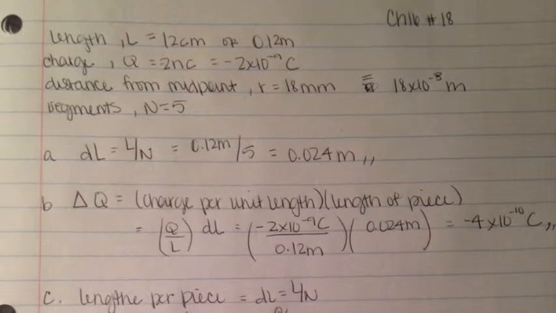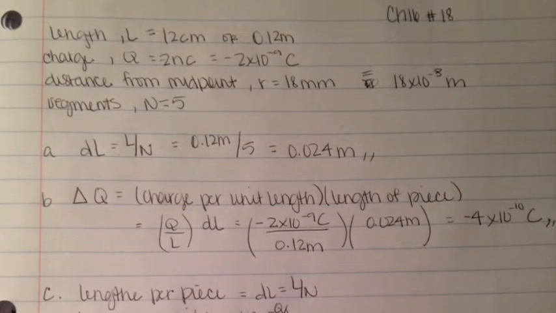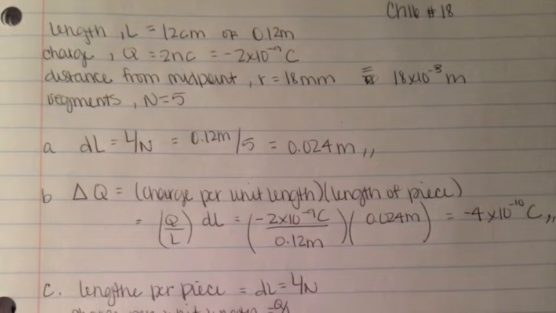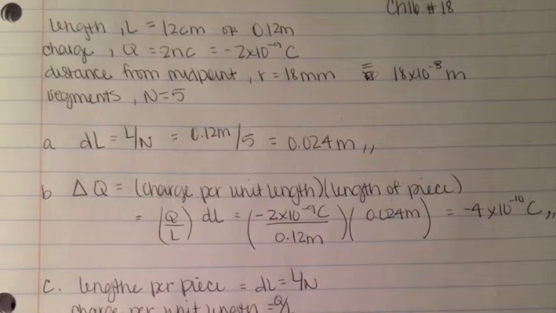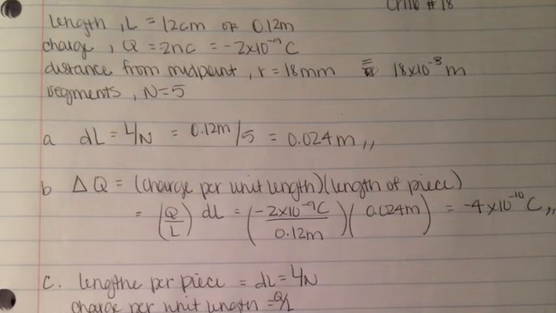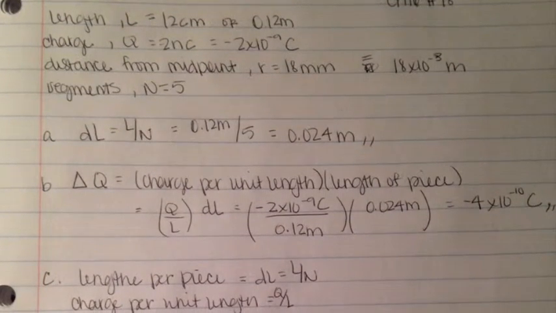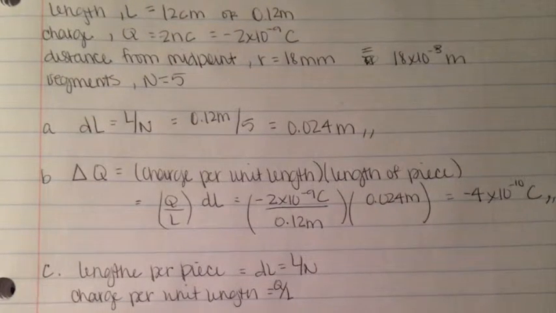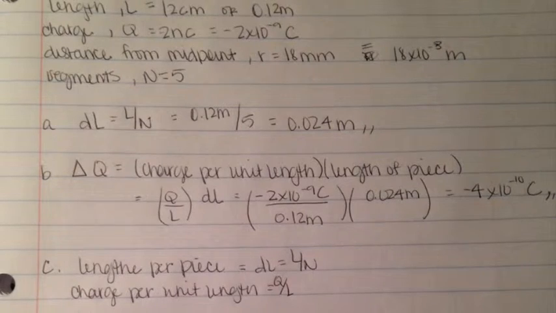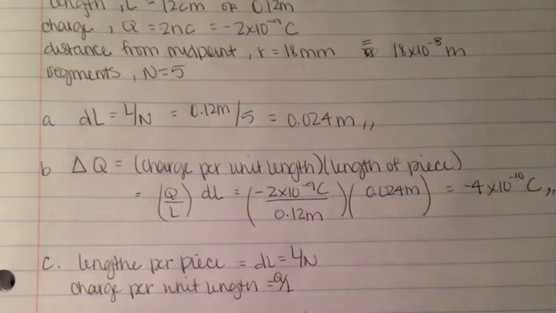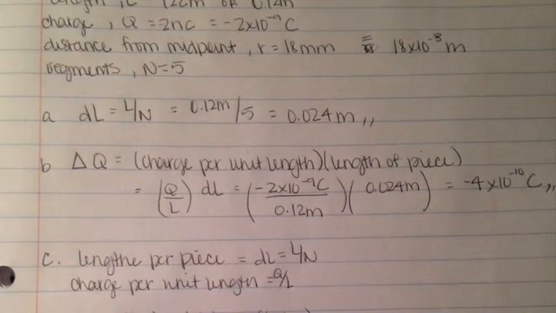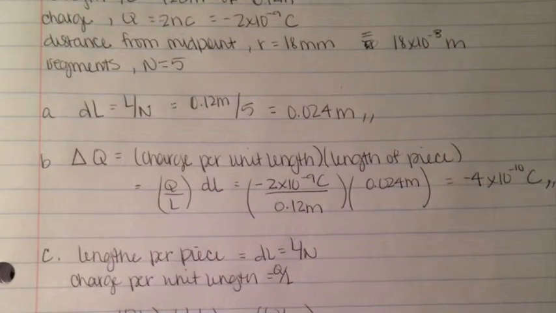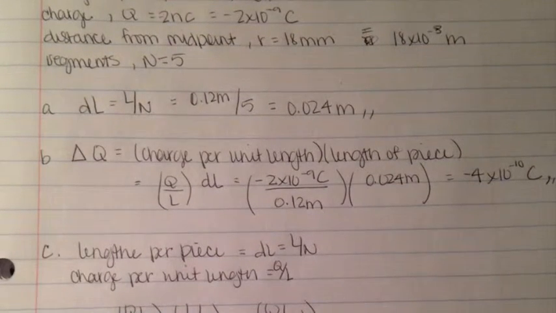So for part A, the length of each segment is calculated by dL equals L over N, which equals 0.024 meters. And the amount of the charge dQ on the small piece of length dL is the charge per unit length times the length of the piece, equaling -4 times 10 to the -10 coulombs.